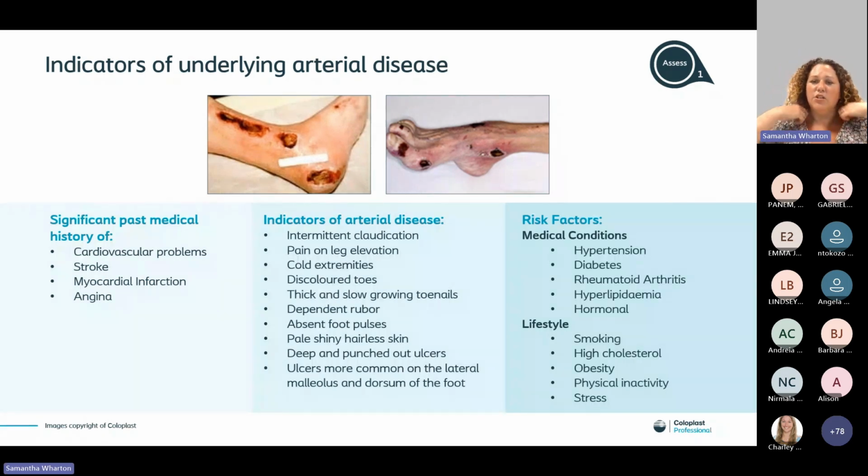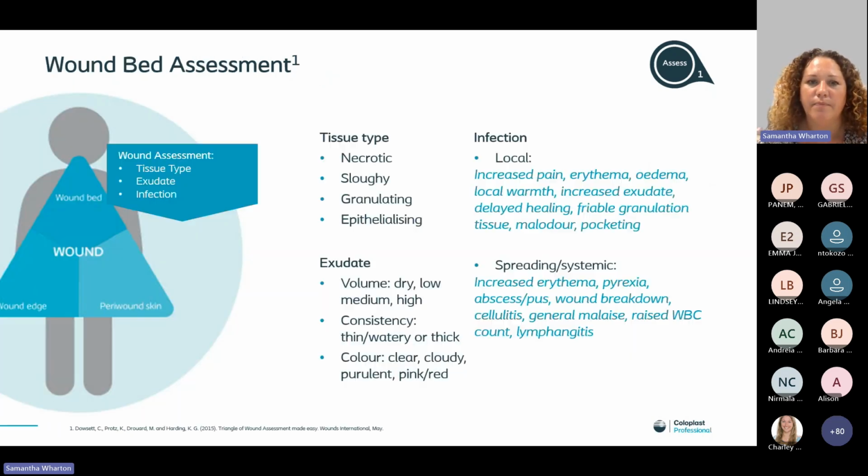Some of the medical conditions that make people more at risk. So you've got hypertension, diabetes, and also hormonal, and also lifestyle. So people that smoke or have high cholesterol, obese. So these are all your indicators. So when you're looking at your patients with a wound on their leg, sometimes when you look at the risk factors and the indications, that will give you some sort of guide as to whether they sit within that venous disease or arterial disease.